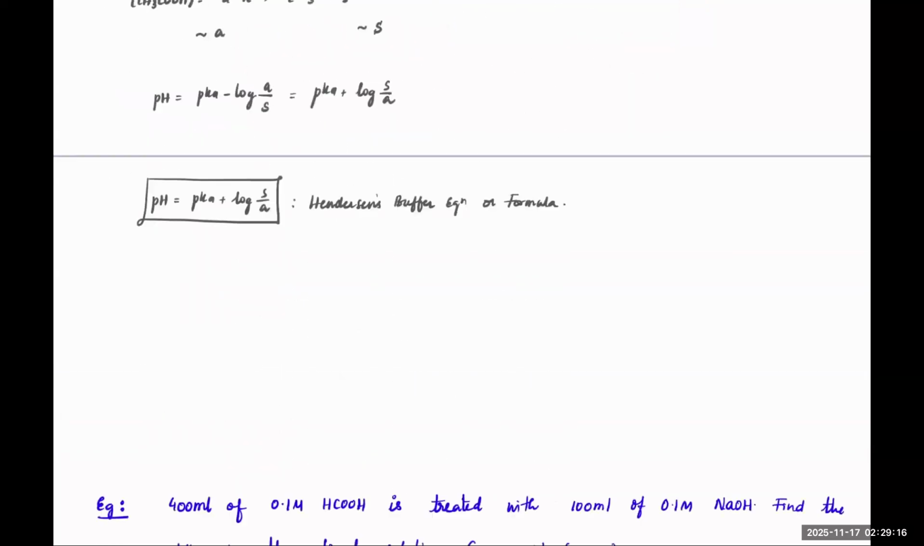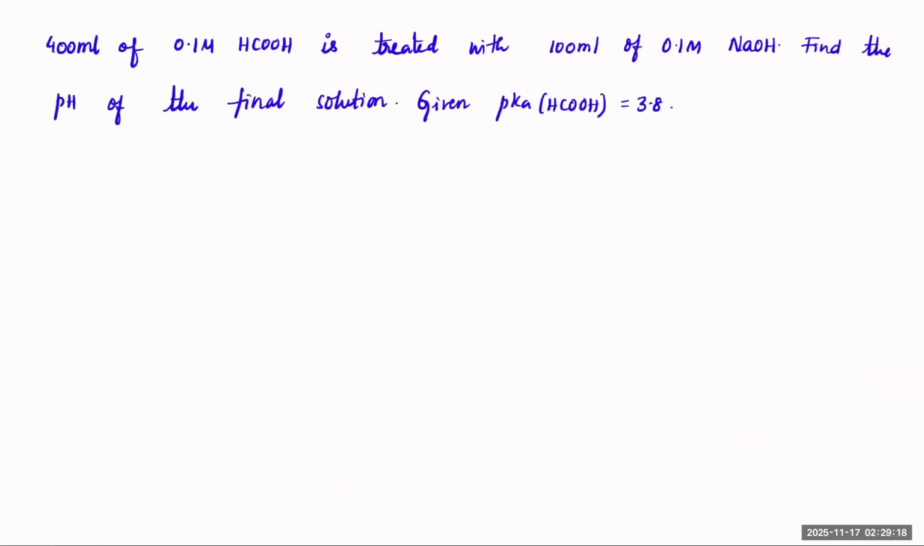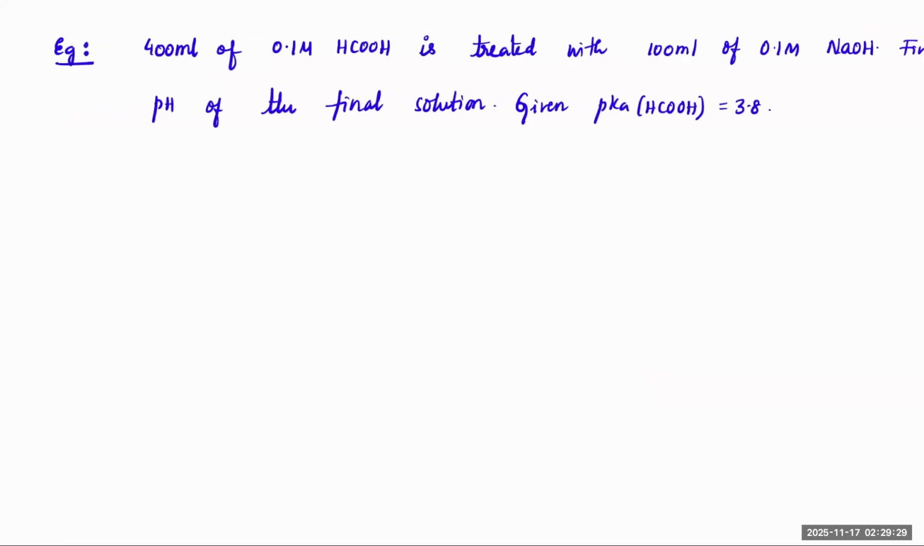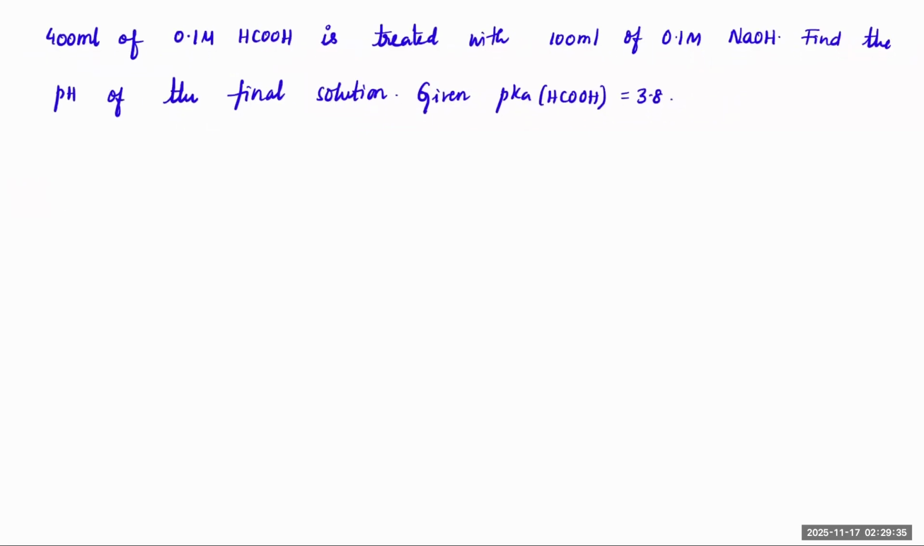Right. Check now. How do you solve the questions regarding that? Check this out. 400 ml of 0.1 molar HCOOH is treated with 100 ml of 0.1 molar NaOH. Let's say it is an acid-base reaction. So how does the reaction take place? HCOOH plus NaOH. Expected is a salt, which is HCOONa plus H2O. This is the expected reaction.